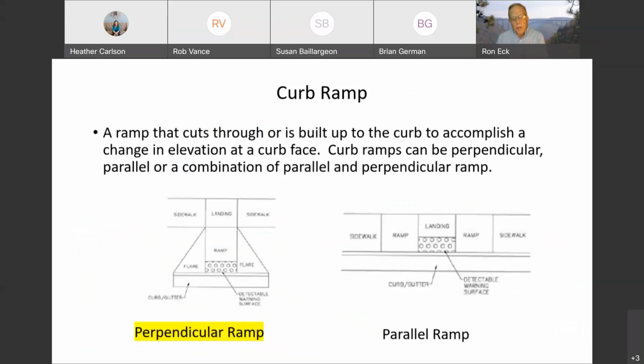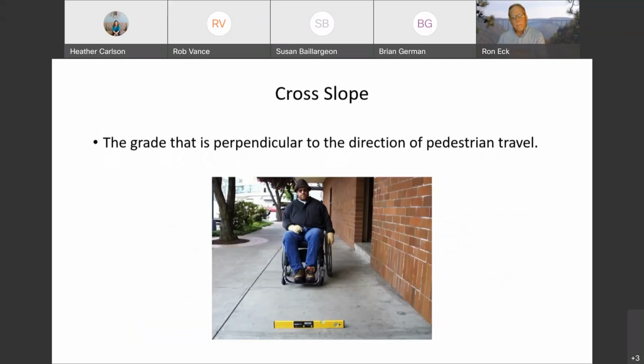Curb ramp, of course, is a ramp that cuts through or is built up to the curb to basically accomplish a change in elevation at the face of the curb, to allow those with mobility impairments to move between the sidewalk and the street. There's 2 types of curb ramps. There's perpendicular ramps and parallel ramps, and then we can also have a combination of parallel and perpendicular. But as I indicated, our focus in this brief webinar is going to be on the perpendicular ramps like you see on the left side of the image.